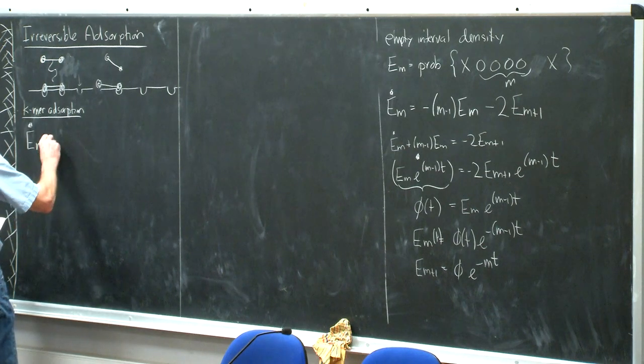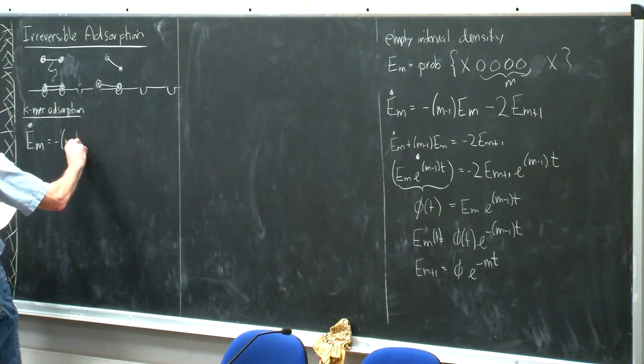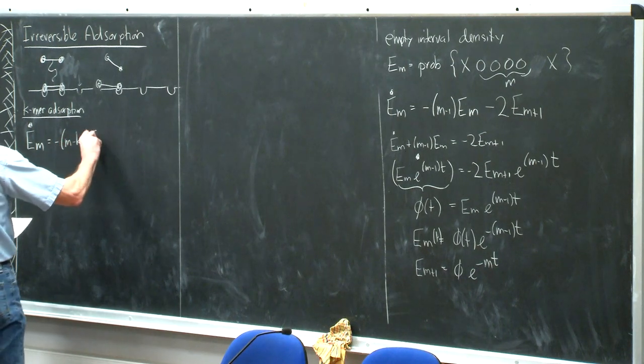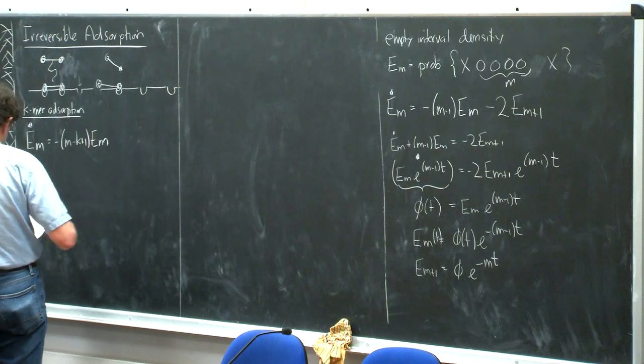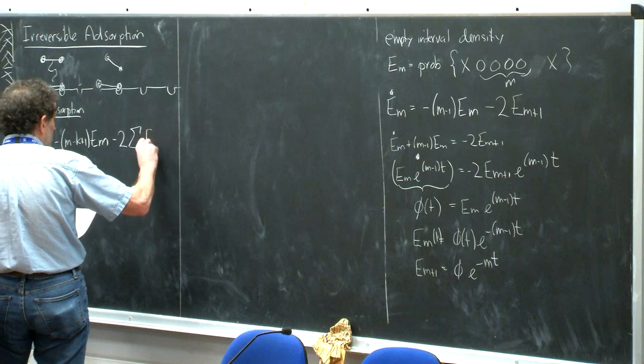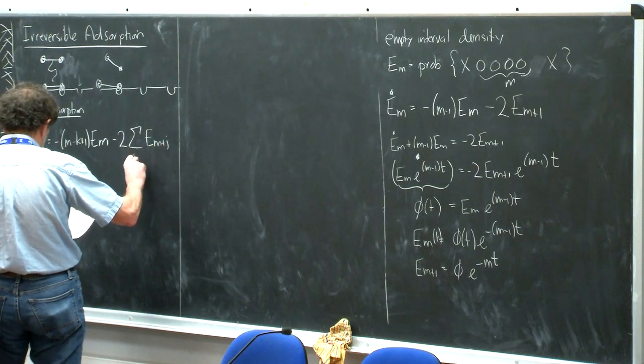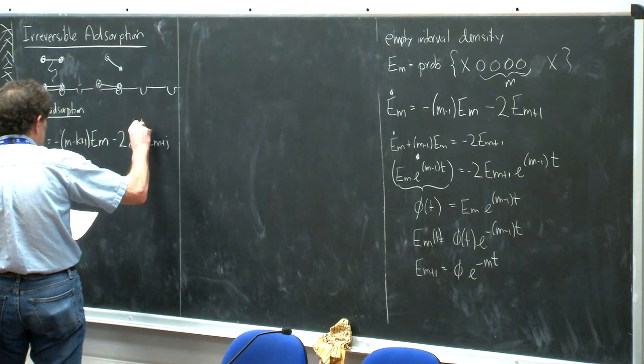E_m is equal to minus (m minus k plus 1) E_m minus 2 times the summation of E_{m plus j}, j equals 1 to k minus 1.